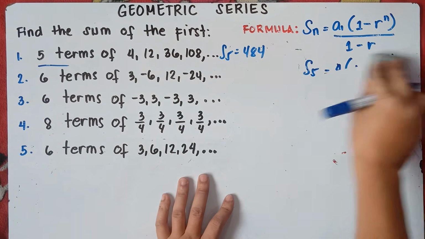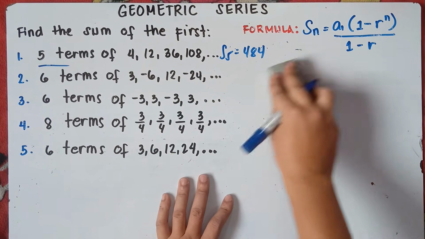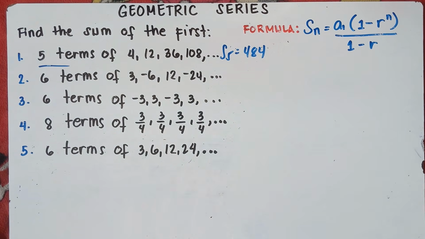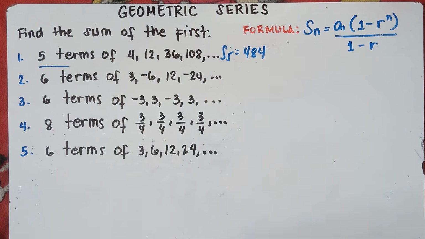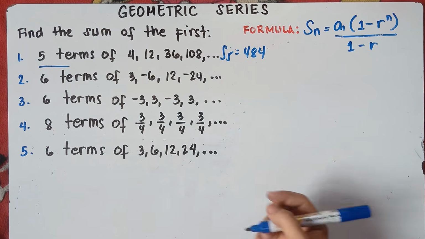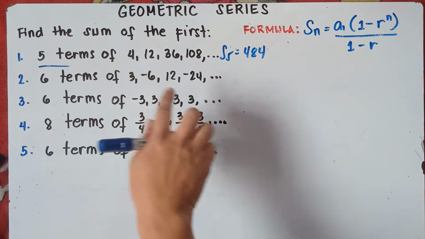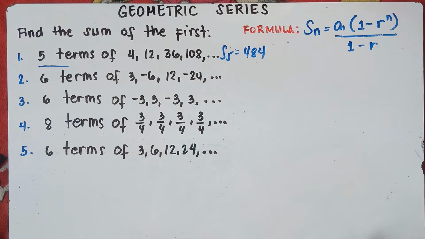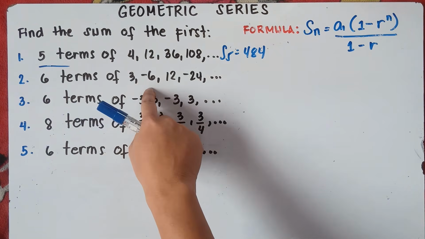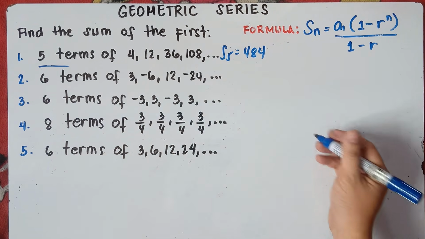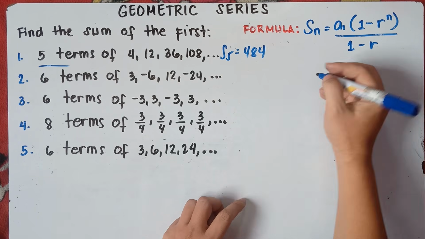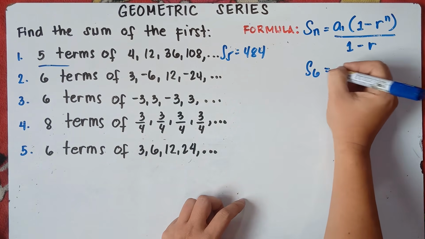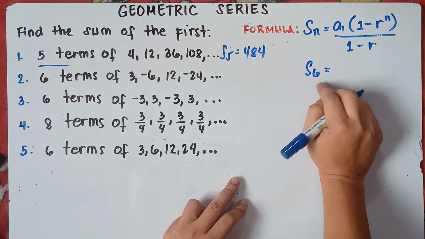So let's try number 2. There are some cases, class, that you don't need to use the formula. You just look at the terms and you can answer it right away. So let's try number 2. Find the sum of the first 6 terms of this given sequence: 3, negative 6, 12, negative 24. So first thing to do, we substitute into the formula. So this will be S sub 6. We are referring to the sum of the first 6 terms.